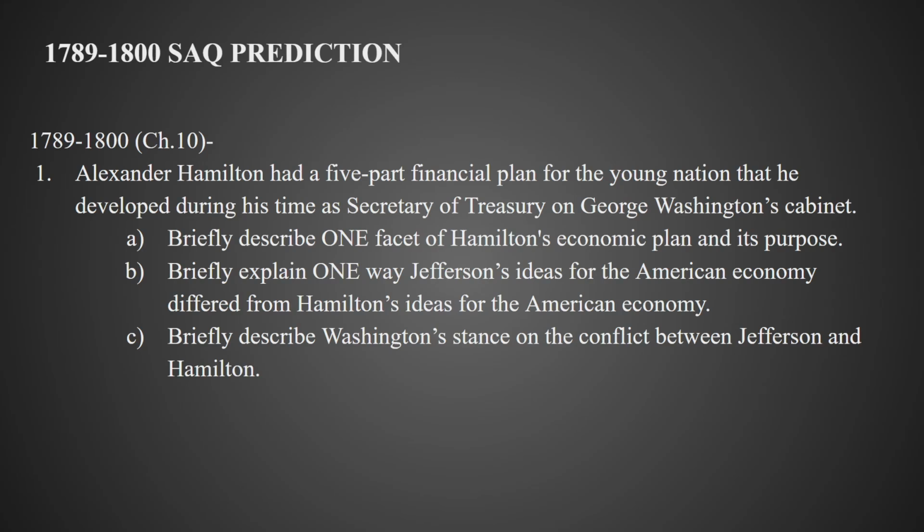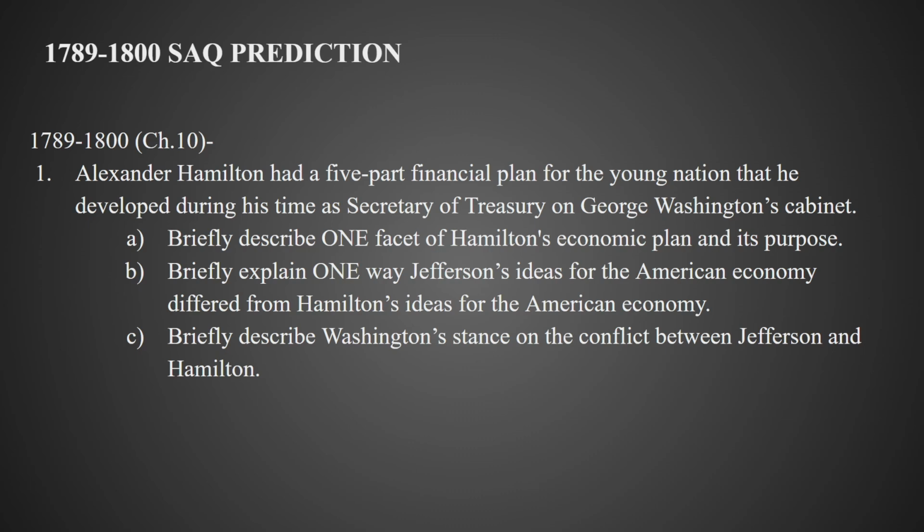This is my 1789 to 1800 or American Pageant Chapter 10 short answer question prediction. So, I have here: Alexander Hamilton had a 5-part financial plan for the young nation that he developed during his time as Secretary of Treasury on George Washington's cabinet.